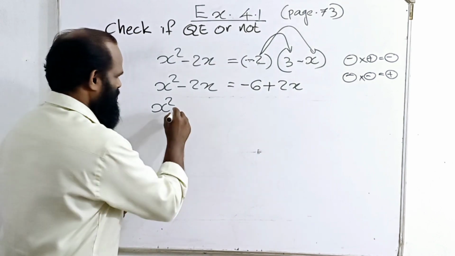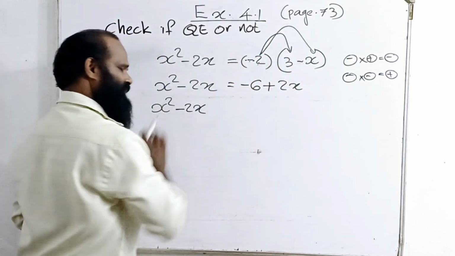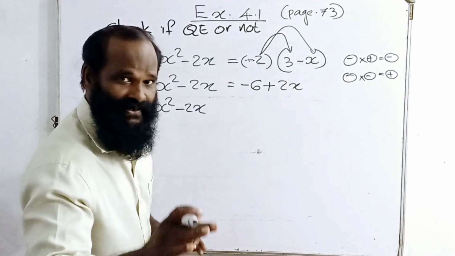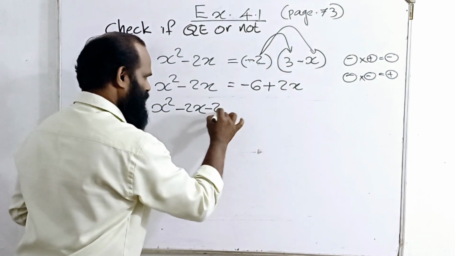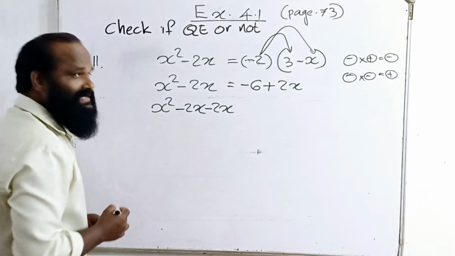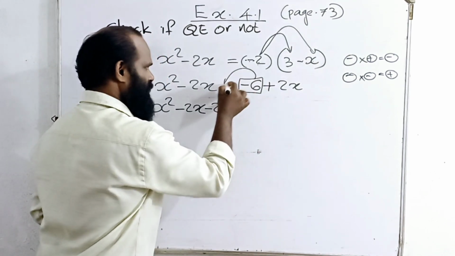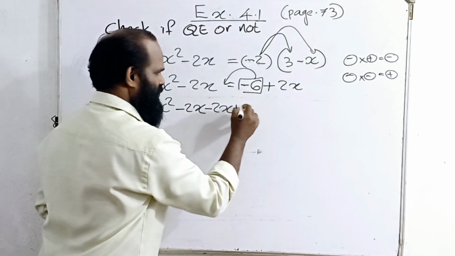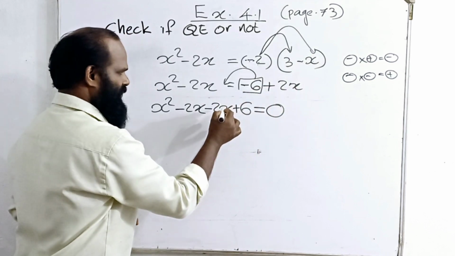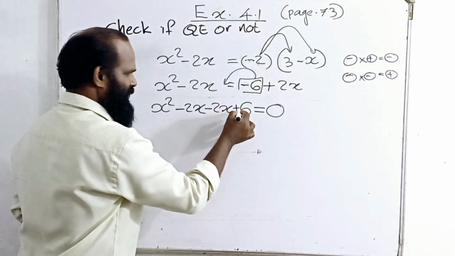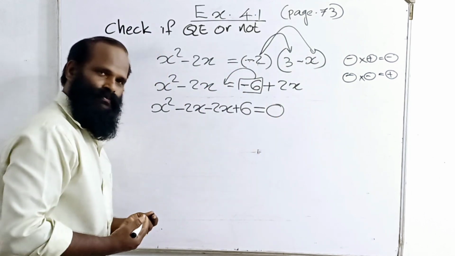So, -2x, positive 2x comes over here. We know when a term changes its side, its sign should also be changed. Positive 2x becomes -2x. And the last term to be brought to the left side is -6. When -6 comes over here, the negative sign becomes positive, and positive 6 is equal to 0. Both of them have been taken to the left side, so the right hand side is 0.